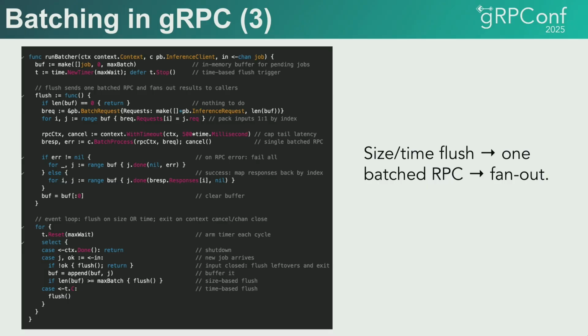When we flush, we build a single batch RPC with all the requests. We then send it to our inference service or the server. If the RPC fails, we can fail all the jobs in the batch. If it succeeds, we send the response using the callback to each of the individual callers. At the bottom, we have a simple event loop that runs continuously. If a new job arrives, it adds it to the queue, and if the buffer is full or the timer fires, we flush the request.